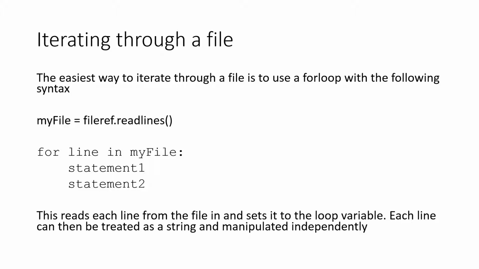Once a file is open, the simplest way to iterate through a file is with the following syntax, and that's to use the readlines function. In this case, I'm creating a new variable, myFile, and readlines actually reads the contents of the text file and stores it as a list of lines in the text file. So each line of text is stored as a single element in the list. And I can then use a for loop to iterate through it because a list is an iterable type.